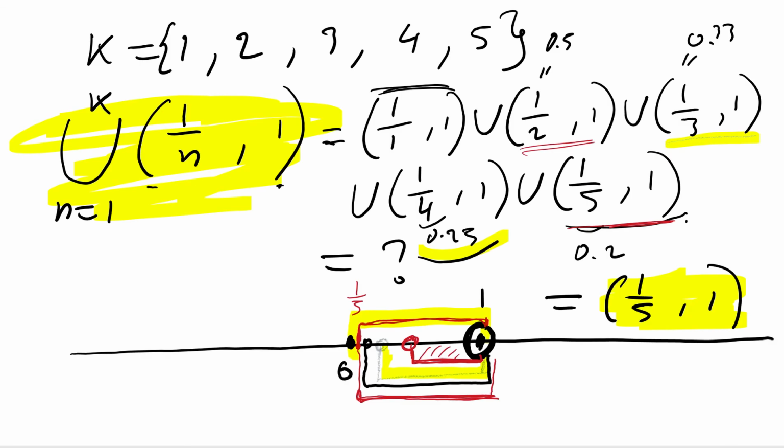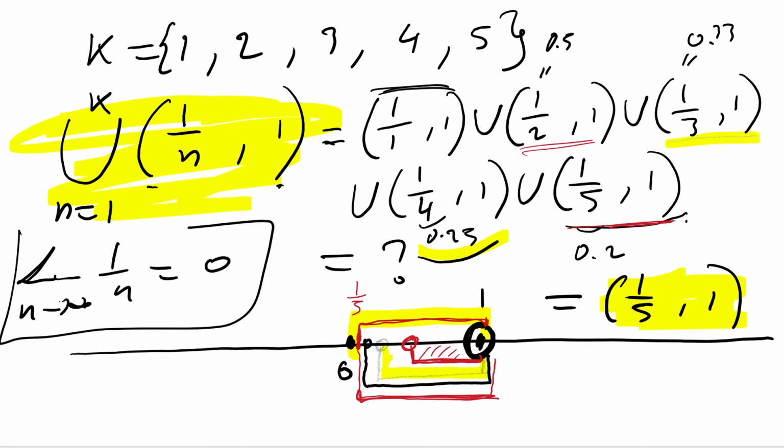This is the union of the set. In the case of your homework, you have the infinite union, so it's going to keep going. But what you observe here is that as n goes to infinity, as the number increases, this is going to go close to 0. So the limit as n goes to infinity of 1 over n is 0. That's going to be a hint too.